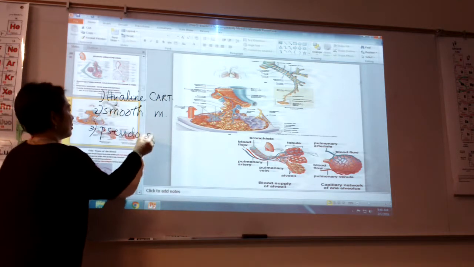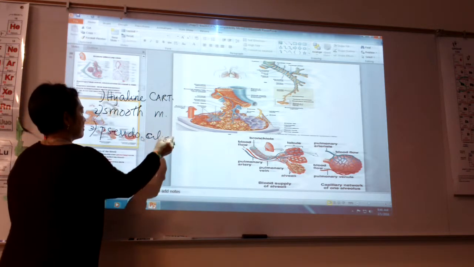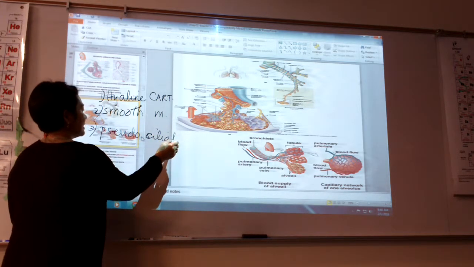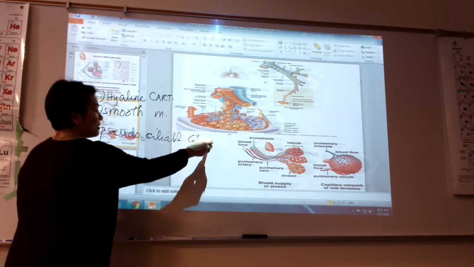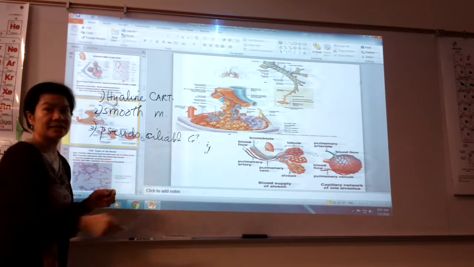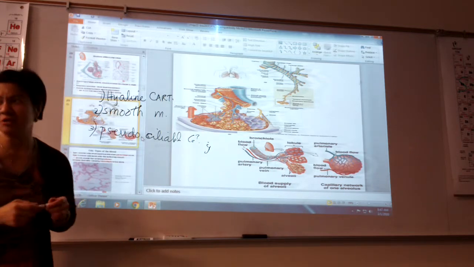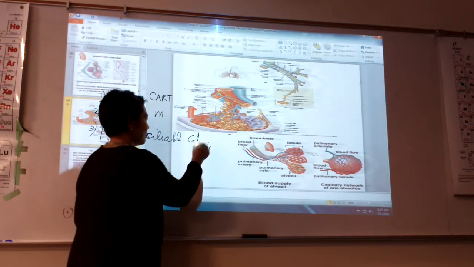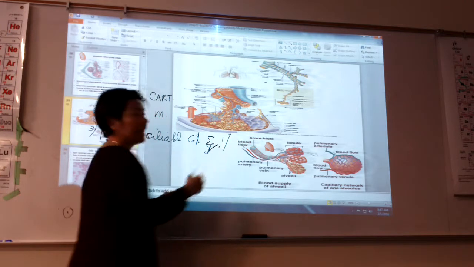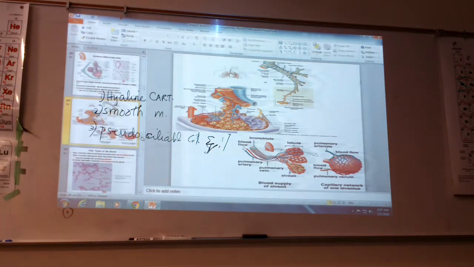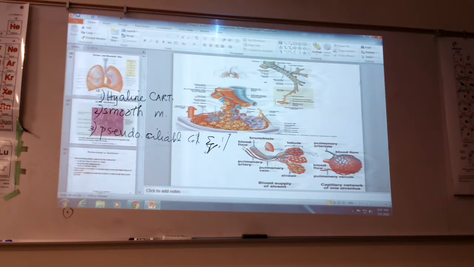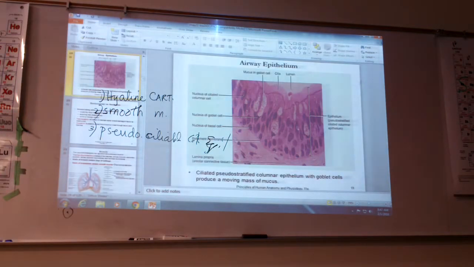Pseudostratified ciliated columnar epithelium. You remember this one? Pseudostratified ciliated columnar epithelium. Okay? Columnar epithelium. This now we appreciate. There's your pseudostratified ciliated columnar epithelium.